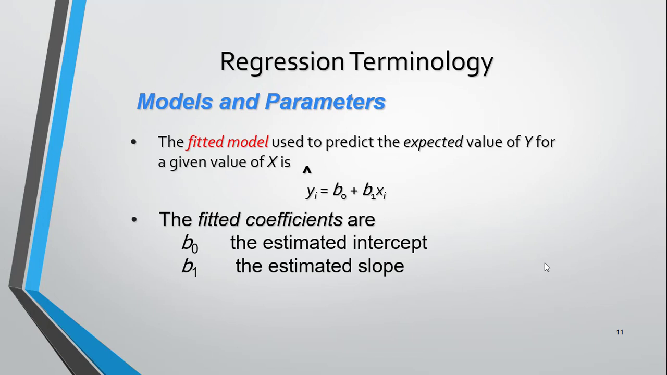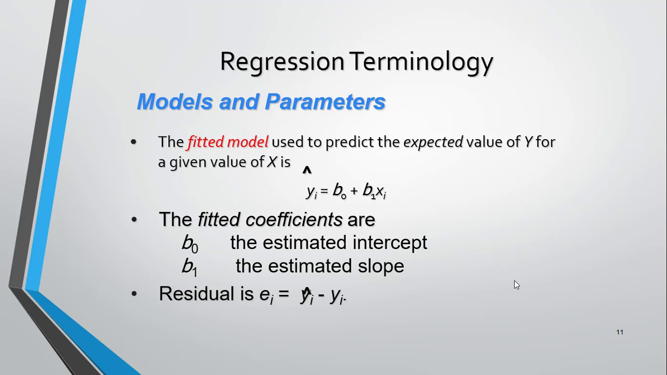And the fitted model is what we use to predict the expected value of y for a given value of x. We use a y hat for that. The hat is kind of like a hat, right? So y hat, the fitted model, the predicted value of y equals b0, that's the estimated intercept, plus b1, that's the estimated slope, times xi, the predictor variable. I'm sure you have studied this before, right? These are the fitted coefficients, b0 and b1, corresponding to beta 0 and beta 1.